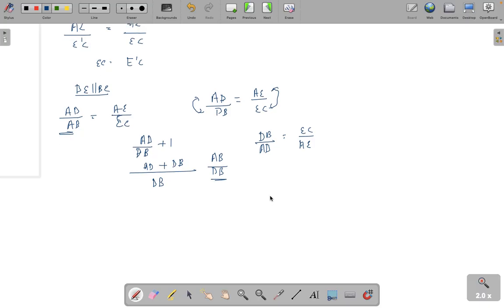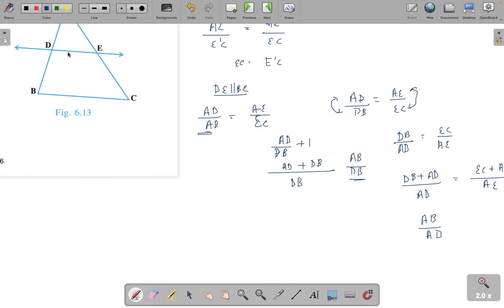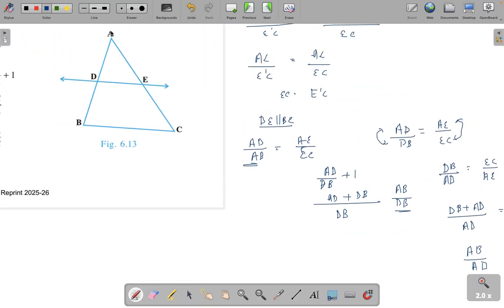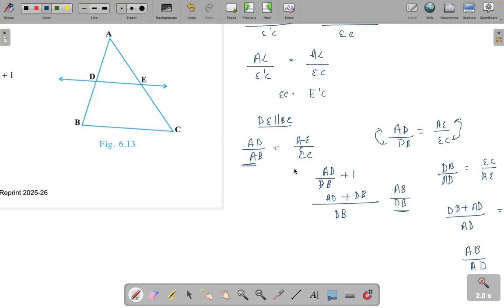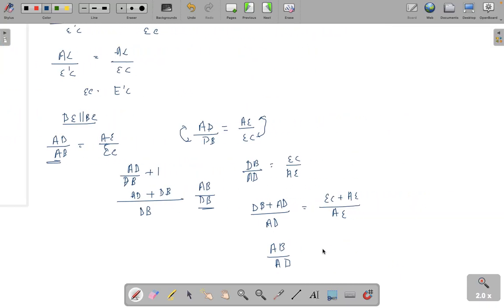Then if you add 1 to both sides, you'll get DB plus AD upon AD is equal to EC plus AE upon AE, right? Now what is AB? AD plus DB is AB, right? So AD is here plus DB. So AD plus DB you got as AB, and AE plus EC you'll get as AC, right?